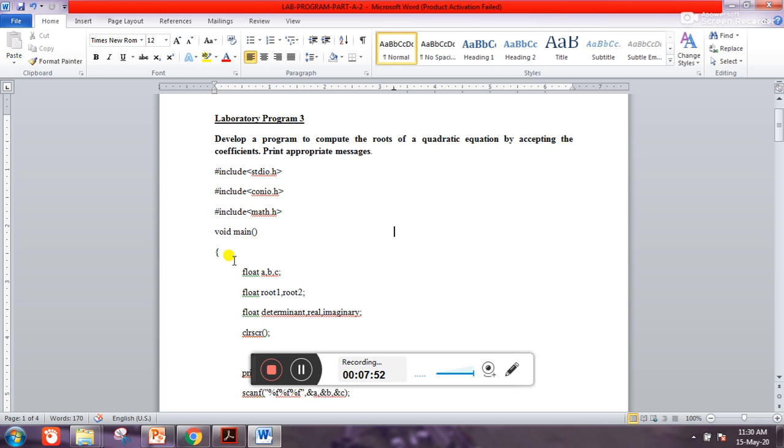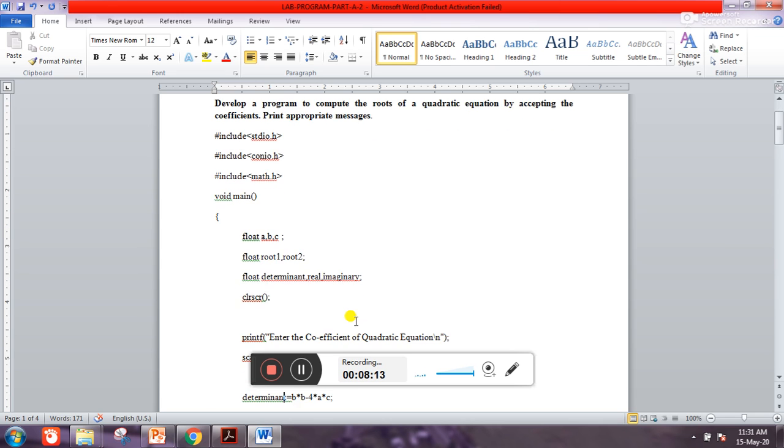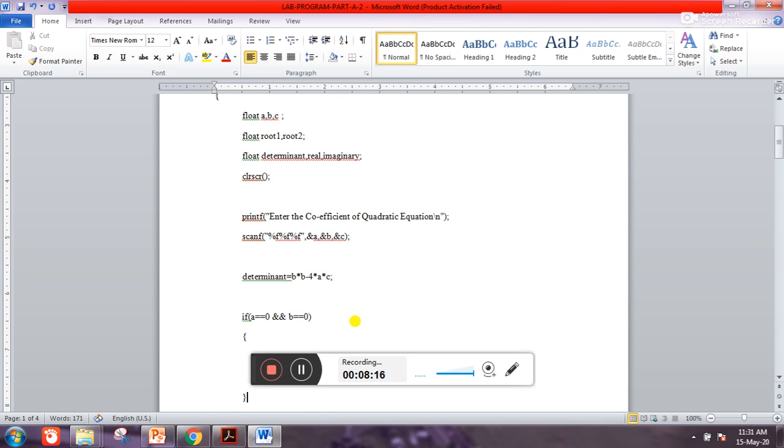So the main function. First you have to declare input variables. Those input variables are a, b, c, and next, for storing the outputs, root 1, root 2. Then next we need to find out the determinant. For determinant, I declare the variables determinant, real and imaginary, for storing the real and imaginary output values. Next, clear screen. First we need to accept input.